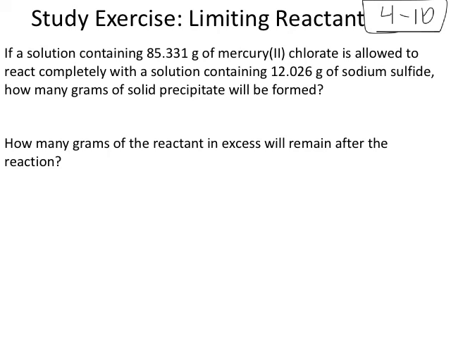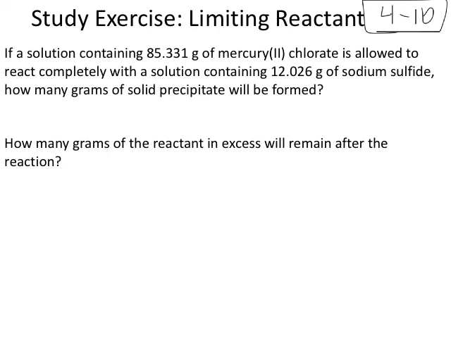Okay, if a solution containing 85.331 grams of mercury 2 chlorate is allowed to react completely with a solution containing 12.026 grams of sodium sulfite, how many grams of solid precipitate would be formed? This is just like the last one, right? And we have to write the balanced equation by applying our precipitation rules. And then we need to figure out who's the limiting reagent, because we're also given the amounts, the grams for each reactant.